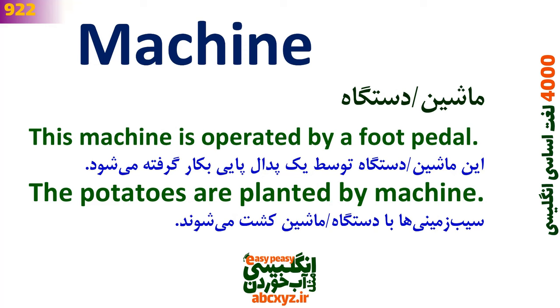Machine، دستگاه. This machine is operated by a foot pedal. This machine، این ماشین یا این دستگاه، is operated، به کار گرفته میشه. ساختار مجهوله. By توسط a foot pedal. Foot یعنی پا و pedal یعنی پدال که میدونید. Foot pedal یعنی پدال پایی. این ماشین توسط یک پدال پایی به کار گرفته می شود.